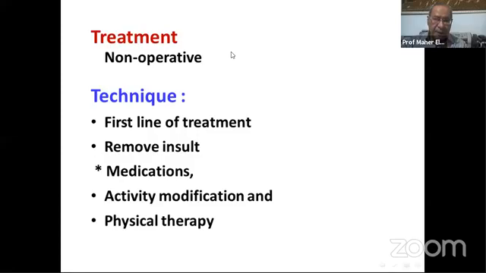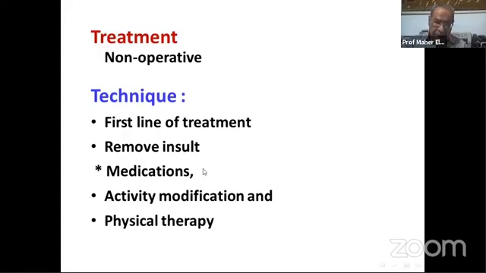The treatment in the early stages is non-operative, which in many cases responds poorly. The technique is the first line of treatment: remove the insult, like steroid or alcohol, stop smoking, and so on.